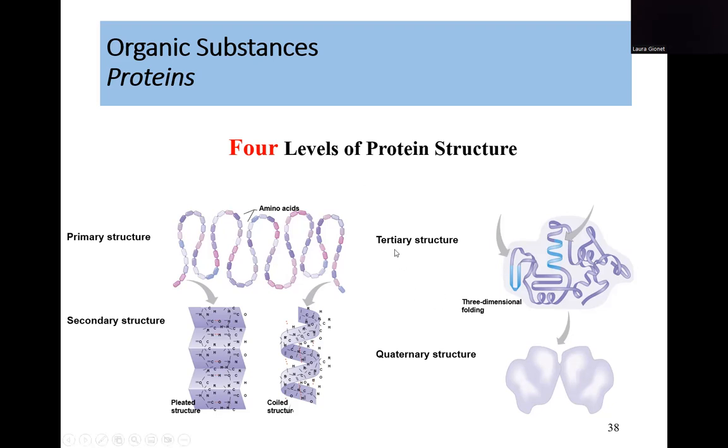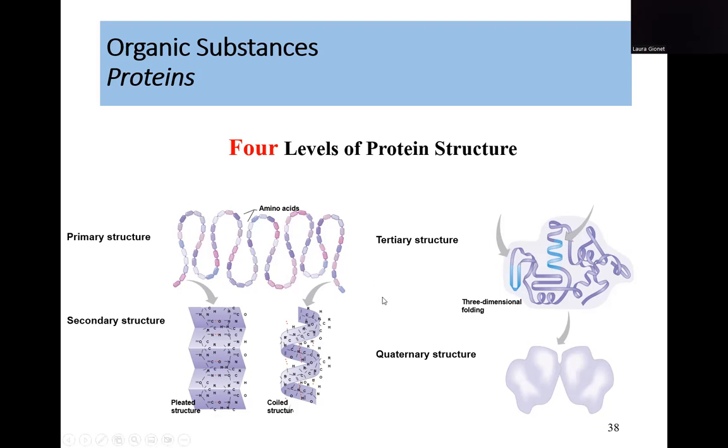Then we maybe take multiple tertiary structures, like multiple pretzels, and we bring them together. And for the same reasons, the positive end of one pretzel is attracted to the negative end of another, another hydrogen bond, and it keeps that shape. Those are required for these proteins to do their job.